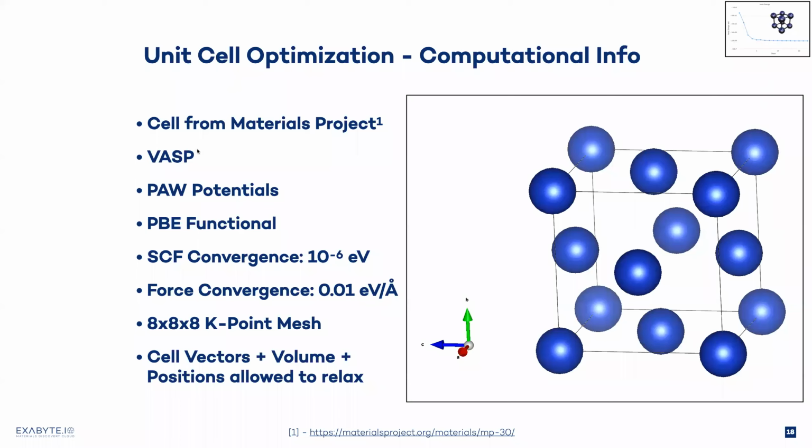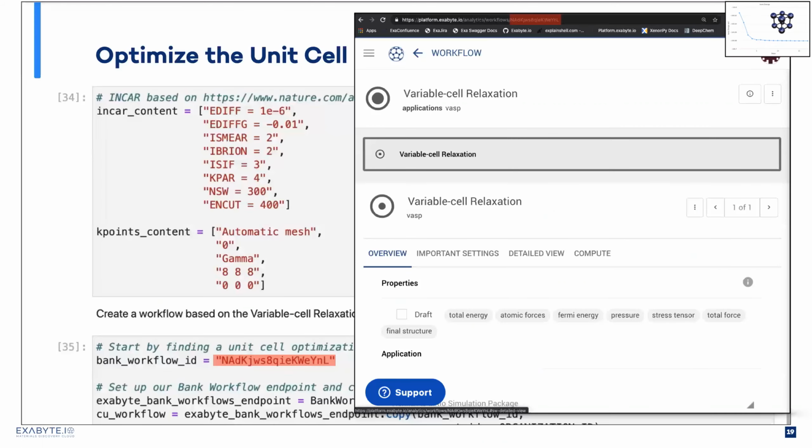And here's some computational info. We'll be running PAW potentials with PBE, SCF convergence is 10 to the minus 6 eV, with a force convergence of 0.01 eV per angstrom, 8x8x8 K-point mesh, and then here we allow all parts of the unit cell to relax. So the cell vectors, the cell volume, and the positions are allowed to relax. So translating that to a VASP input, this is what we can get for our INCAR and for our KPOINTS files here.